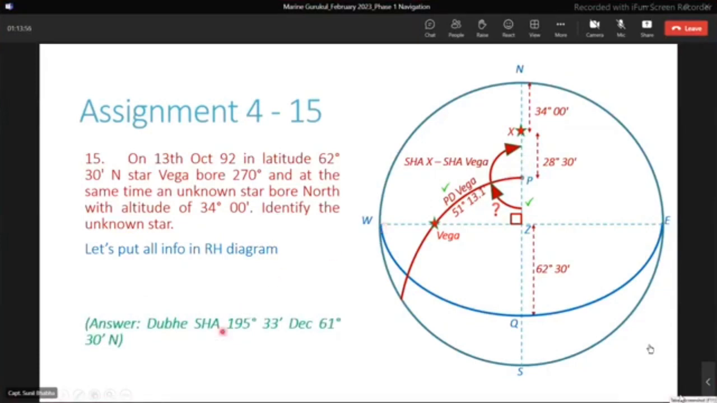Once we find the SHA and declination, SHA comes out to be 195.33 and declination comes out to be 61 degrees 30 minutes. We can go to the star information table on page 268, look for this SHA 195.33, match the declination, and we can identify the star as Dubhe. So this is how we solve this question. We used the same principle, put all the information in the rational horizon diagram, applied spherical trigonometry, Napier's rules, and were able to find the SHA and declination of the star, identifying it.